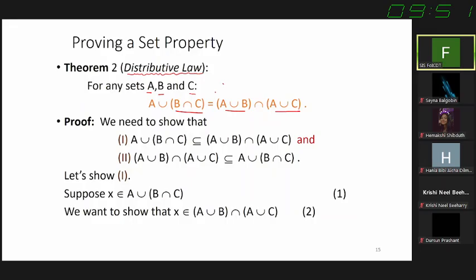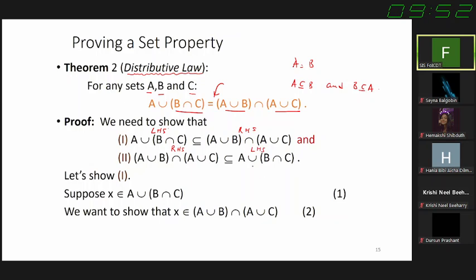Since we have equality, remember what we said. Whenever we have equality, how do we prove it? We prove that A is a subset of B and B is a subset of A. We need to prove those two things. So we're proving that the left-hand side is a subset of the right-hand side, and then we'll prove that the right-hand side is a subset of the left-hand side.